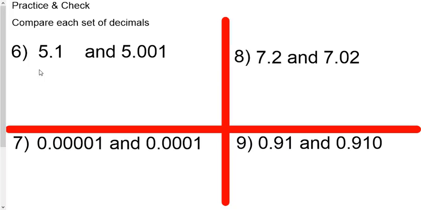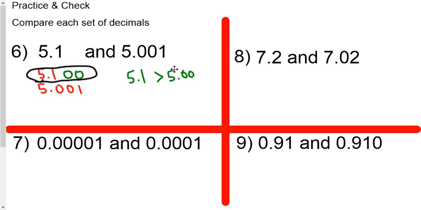Okay, so let's go ahead and just rewrite it. Here's 5.1, and here's 5.001. And I'm trying to be as careful as I can. Let's put in the extra zeros there. Now you tell me, is 5,100 bigger than 5,001, or is 100 bigger than 1? Either way, I think it's pretty clear that this is your biggest number. So 5.1 is bigger than 5.001. Let's go down and take a look at this one.